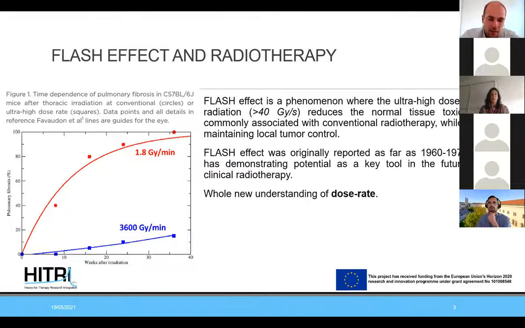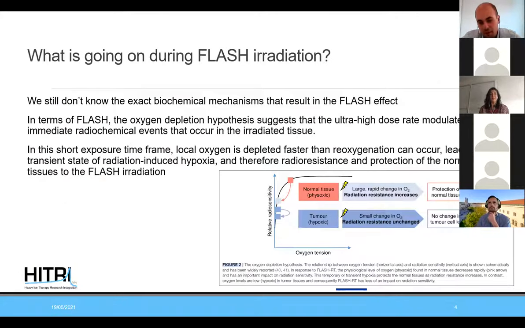But still, when I was first introduced to this, I really couldn't understand, to be honest, because during my studies, I always thought that the most important physical unit that creates damage is dose. But now we have to think about this new physical unit, which is dose rate. So dose rate is very important, as you can see. And that is actually what my research is about.